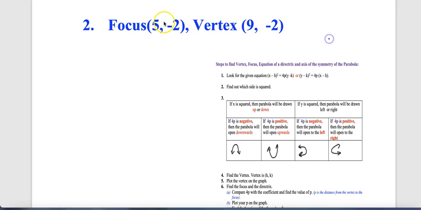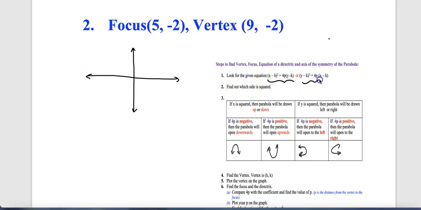First of all, what I have to do is write the equation of the parabola. So I will plot this. The reason why I'm plotting my parabola is that it gives me an idea which equation I will use from these two over here.